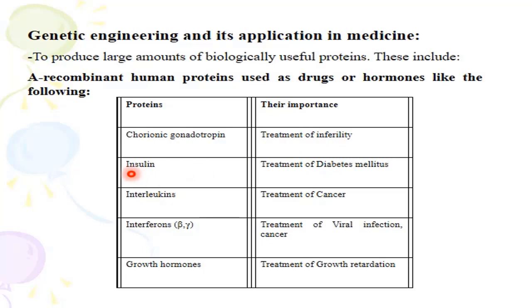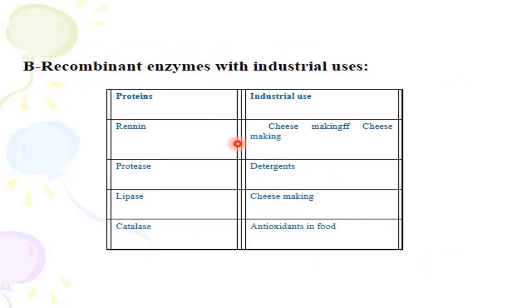Also, it can be used for the production of insulin, which is very important in the treatment of diabetes mellitus. Interleukins, for the treatment of cancer; interferons, beta and gamma, in the treatment of viral infection and cancer. Also growth hormones, in the treatment of growth retardation. Also recombinant enzymes with industrial uses: renin in cheese making, protease in detergent, lipase in cheese making, in addition to catalase as an antioxidant.